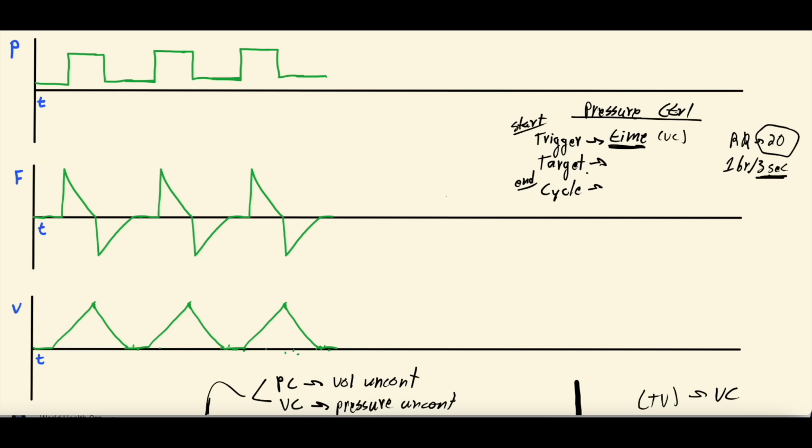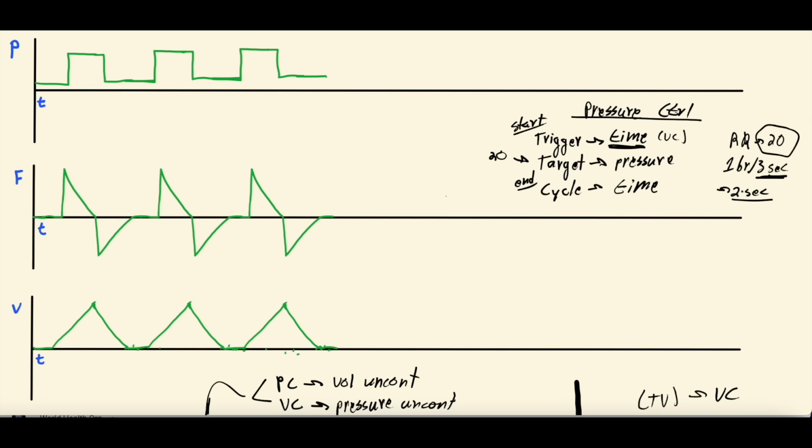And in pressure control, the target is the pressure you're setting. So you're setting a pressure, again, let's say it's 20, and you're telling the ventilator that you want it to give 20 millimeters of mercury with each breath, and that's what the ventilator is going to target. All right, so then how does it cycle? How does it end the breath? Well, time as well. Each breath, and this is a more advanced setting, only lasts a certain amount of time. I'm just making this up for the sake of easy numbers, but let's say you set the breath to last for 2 seconds. The ventilator will cycle or end that breath at the 2 seconds that you set.